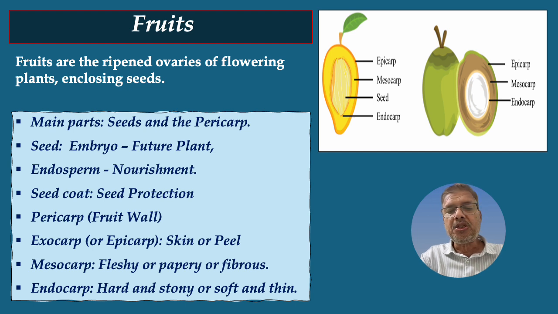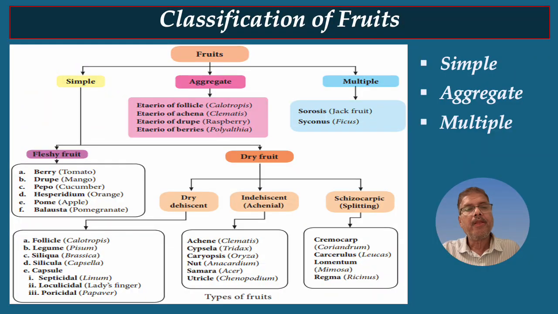In drupes like peaches and cherries, the endocarp is hard and stony, forming the pit or stone. It encloses the seed. In berries like tomatoes, it can be soft and thin, while in citrus fruits, it forms juicy segments that contain the pulp vesicles.